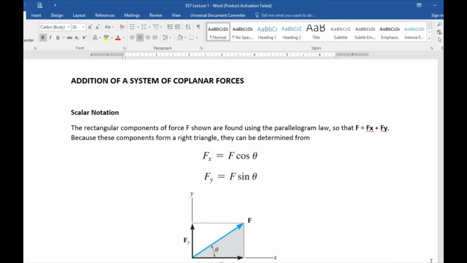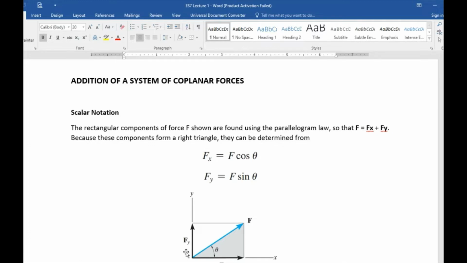Hello, welcome to ES7. For today, we are going to discuss addition of a system of coplanar forces. Under scalar notation, we have this notation Fx and Fy. The rectangular components of force F are found using the parallelogram law, so that F equals Fx plus Fy. Because these components form a right triangle, they can be determined from Fx equals F cosine theta and Fy equals F sine theta.